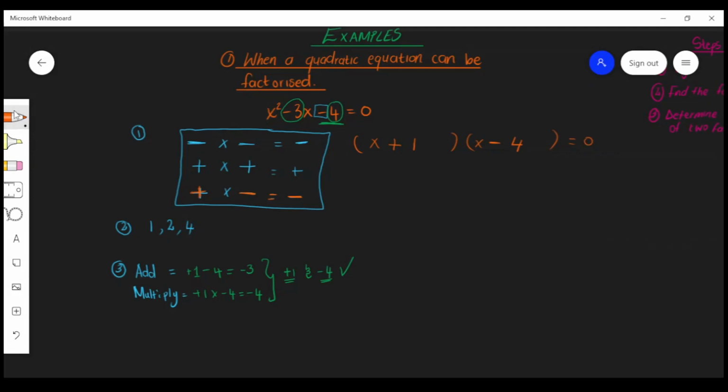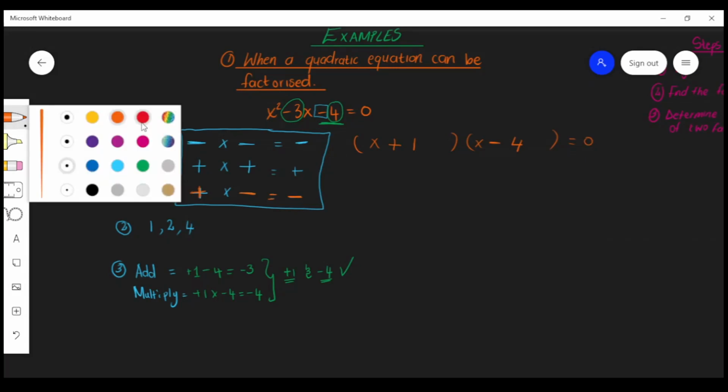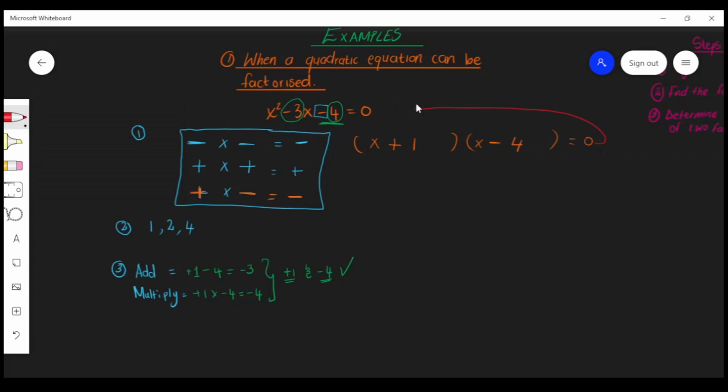We basically do a check to see if what we've written is correct. When you multiply your bracket out, you must check that you still get the same answer. You must check to see if you'll still get x squared minus 3x minus 4. So we're just going to be doing a check. We're going to multiply our bracket out.